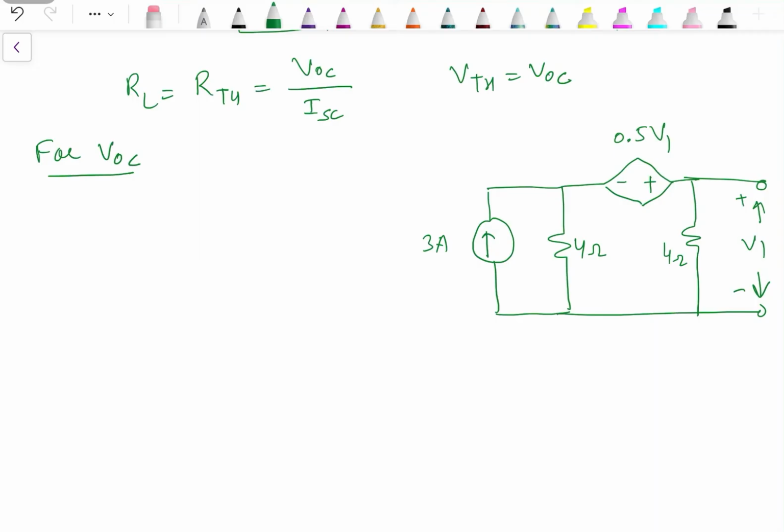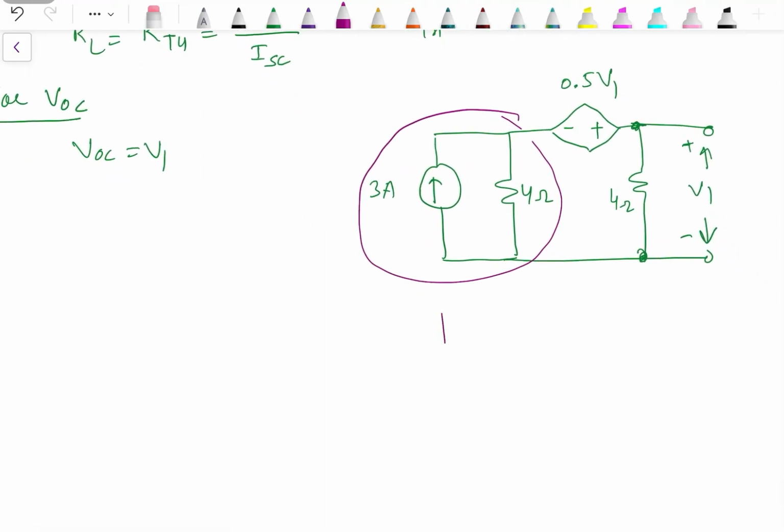Now we need to find out this value V1 because V1 is same as VOC. VOC and V1 are same. So if we find out the voltage across this 4 ohm resistance, then we can find out the VOC. For that, we can apply source transformation over here. So when we apply source transformation, it will become very simple circuit. The 4 ohm resistance will be connected in series with the voltage source. Now voltage source will have value 3 into 4, 12 volt. Arrowhead replaced by positive terminal, arrow tail by negative.